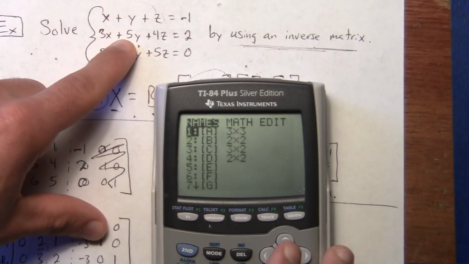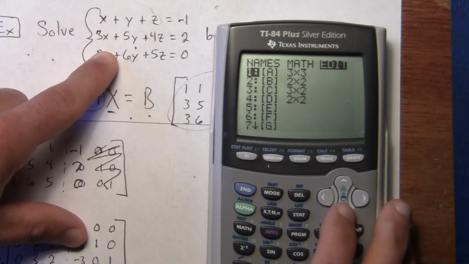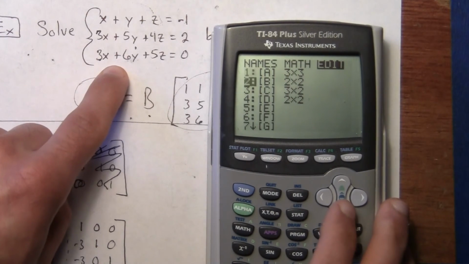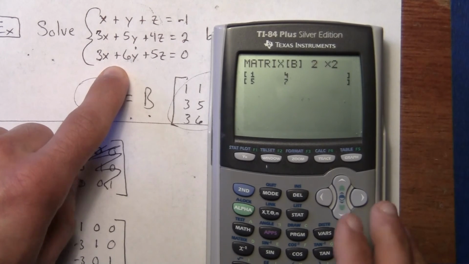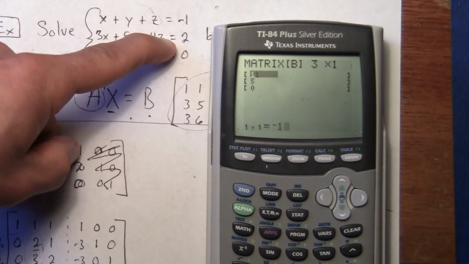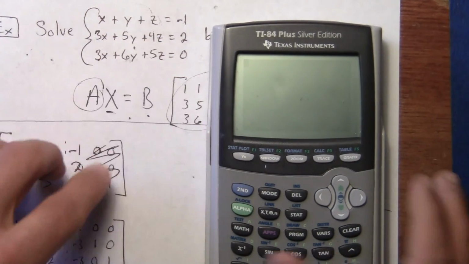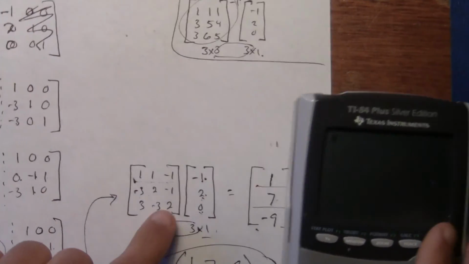So second x to the negative first again. Go over to edit. Do not pick whichever one you just entered this one in. So go down to B or C or whichever one you want. This is a 3 by 1. And then it's negative 1, 2, 0. And now that I've got them both entered in, I simply just need to do this.